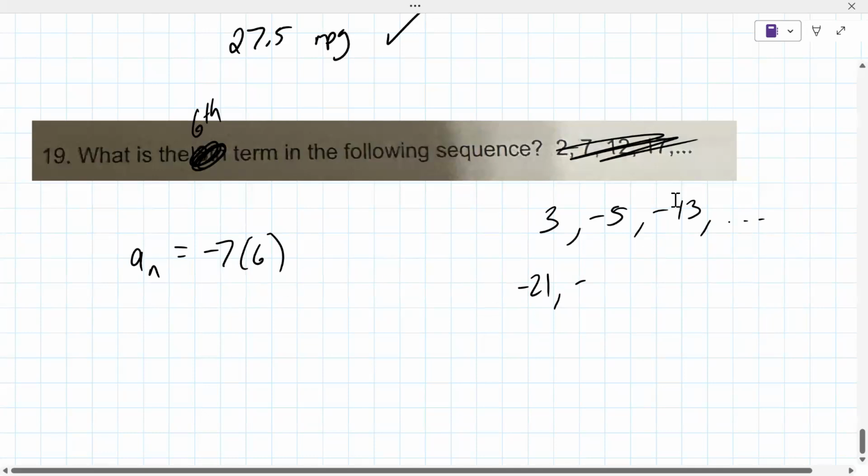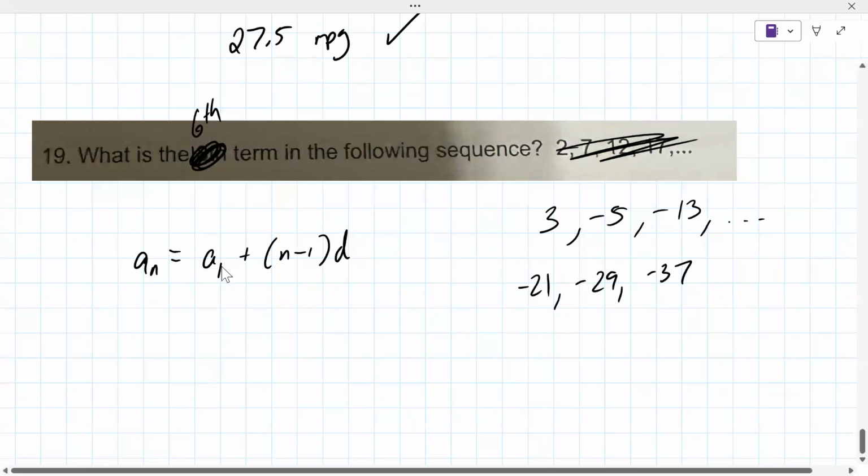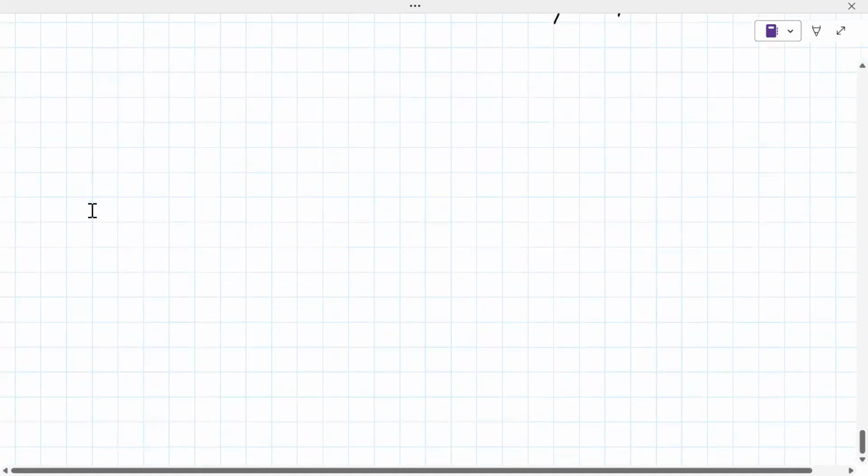Because each time you went back, I'm just realizing it was 8. It is negative 8, and that only works if you know. So the formula is a sub n equals a1 plus n minus 1 times d. If you've never seen that before, that's okay, but that is the formula. I guess I was just going to suggest you write out some terms. Negative 37. Yeah. Now do you know this formula, or have you seen that before? No. Okay.